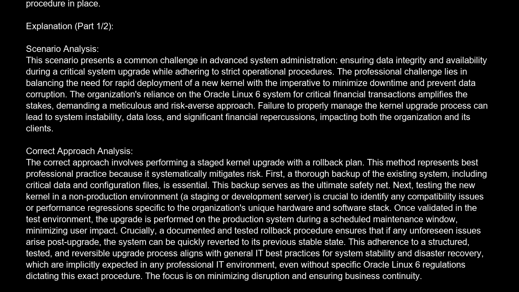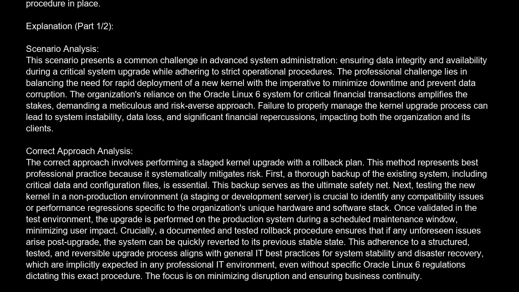The organization's reliance on the Oracle Linux 6 system for critical financial transactions amplifies the stakes, demanding a meticulous and risk-averse approach. Failure to properly manage the kernel upgrade process can lead to system instability, data loss, and significant financial repercussions, impacting both the organization and its clients. Correct approach analysis. The correct approach involves performing a staged kernel upgrade with a rollback plan. This method represents best professional practice because it systematically mitigates risk.